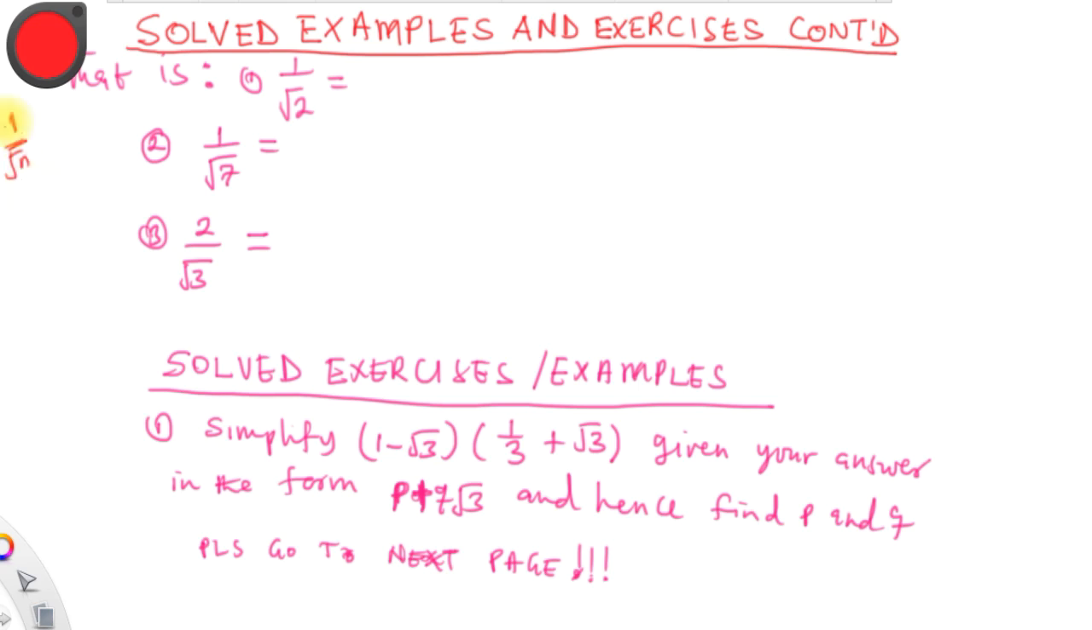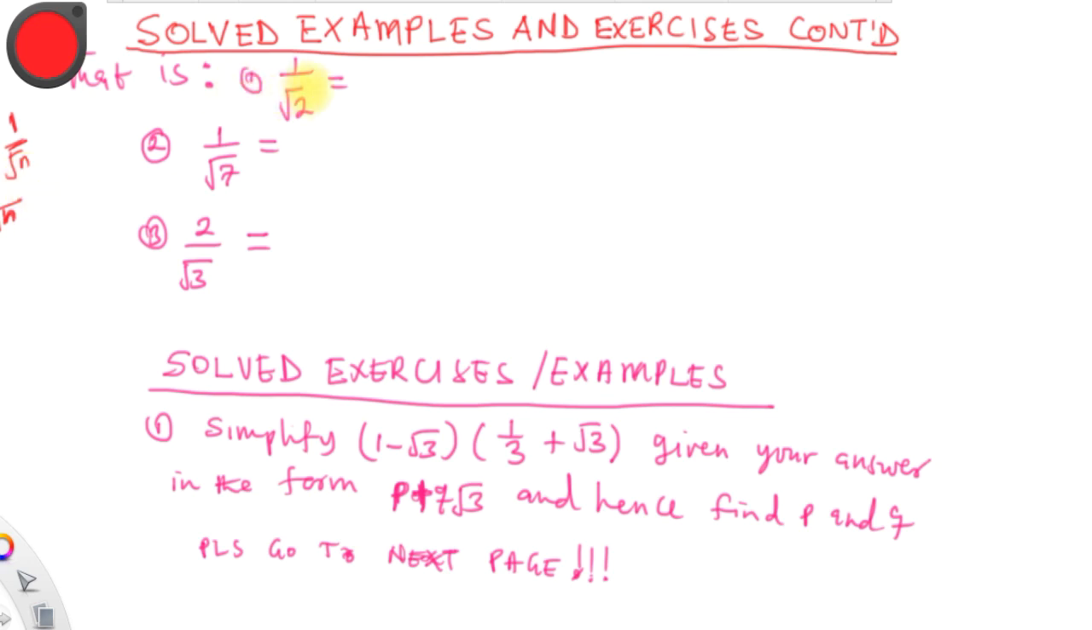For this set, what will be the conjugate? The conjugate of the denominator, square root of n, is the same, square root of n. So if you are asked to divide or rationalize this set, it is just a matter of multiplying the given set by the conjugate of the denominator, which is square root of n divided by square root of n.